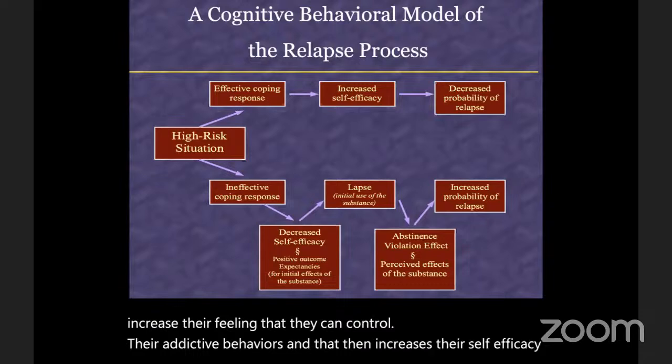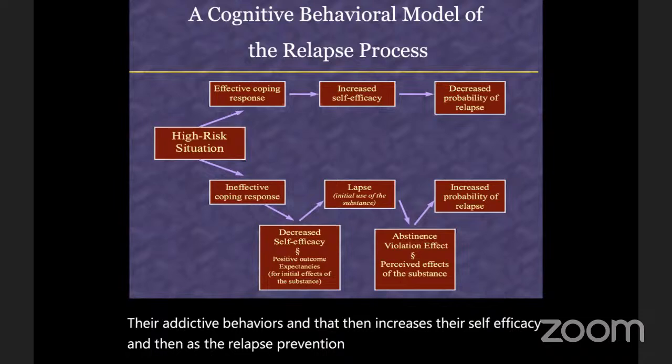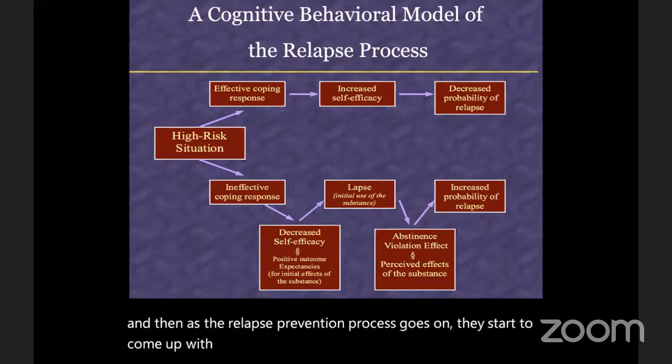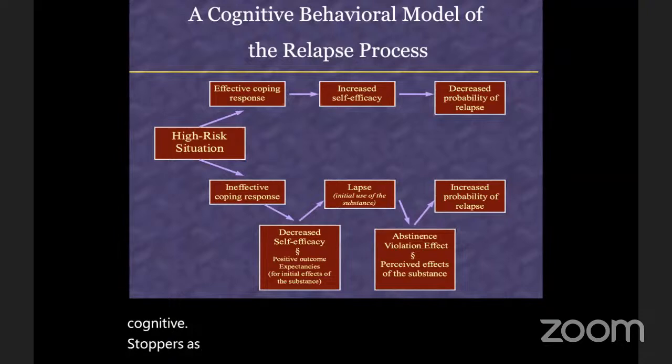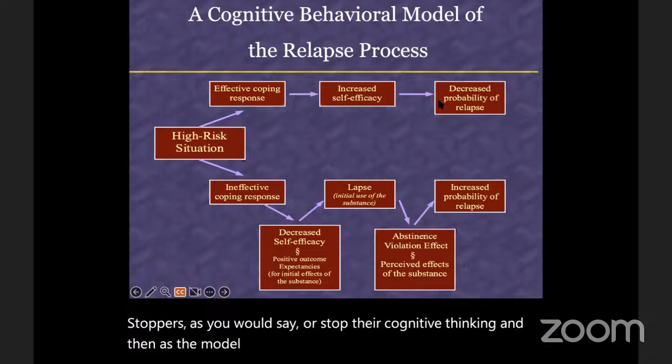Then as the relapse prevention process goes on, they start to come up with their own behavioral responses and their own cognitive stoppers, or ways to stop their cognitive thinking. And as the model suggests, this decreases the probability of relapse.